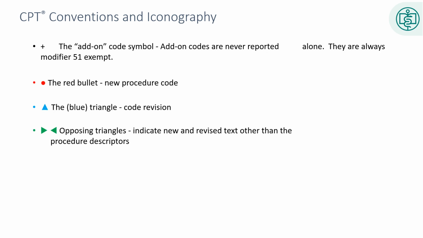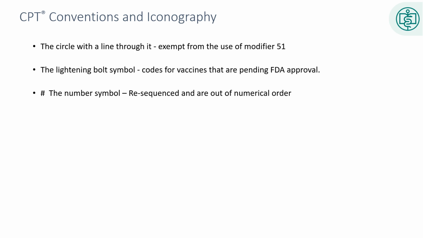There are a variety of icons or symbols used throughout CPT. Several of the different icons are shown on the screen. Take a moment to reference your book and find examples of these throughout CPT. Take a moment to familiarize yourself with all the iconography. For example, if you see a code with a circle next to it with a line through it, that means that code is exempt from the use of Modifier 51.